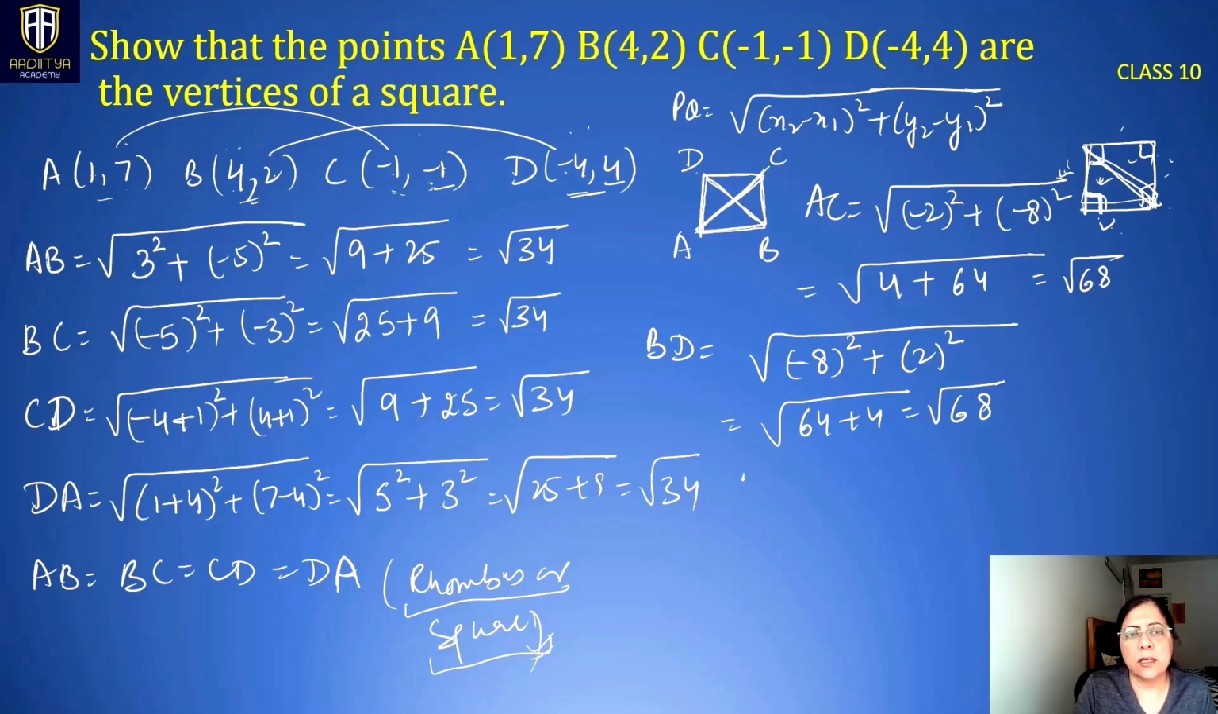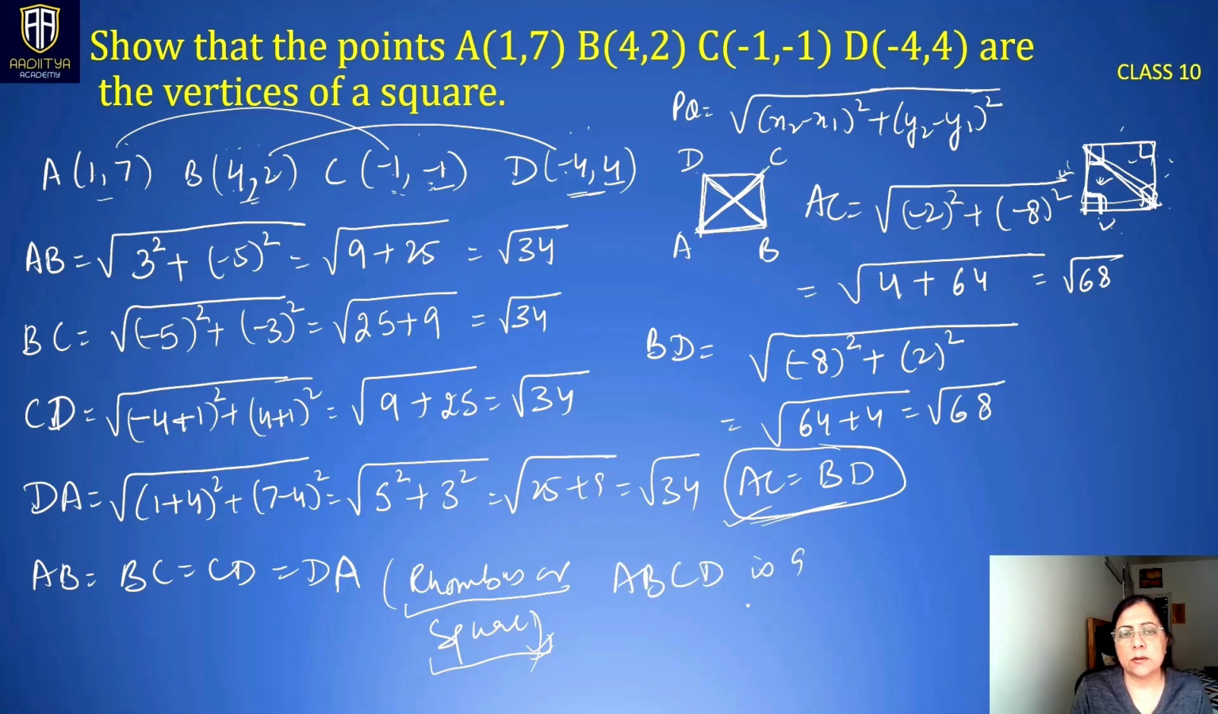So you can see that AC is equal to BD. So what we have proved is all the four sides of this quadrilateral are equal. That means it makes up either a rhombus or a square. Now to confirm that it is a square, we have proved that the diagonals of this quadrilateral or parallelogram are equal. And since they are not equal in case of a rhombus, we can confirm that ABCD is a square. Right?